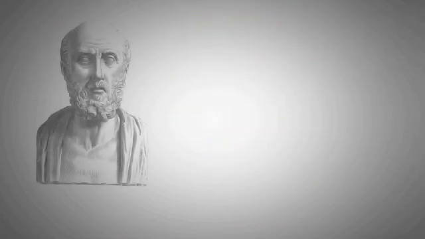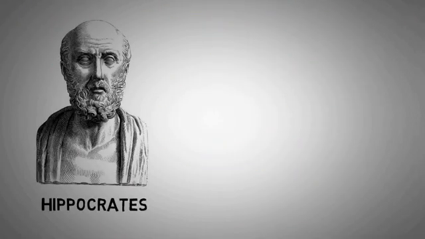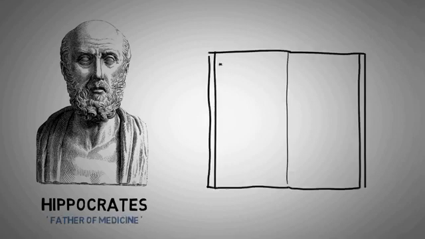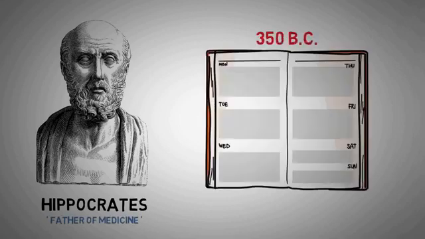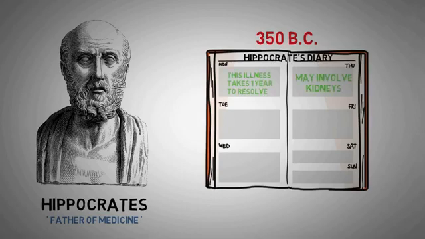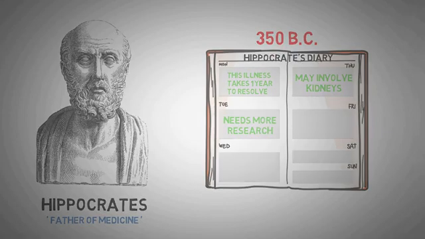Even Hippocrates, who is considered the father of medicine, wrote about a disease that appears to be a type of urinary tract infection and wrote that the illness could last for a year before it resolved or eventually worsened to involve the kidneys.